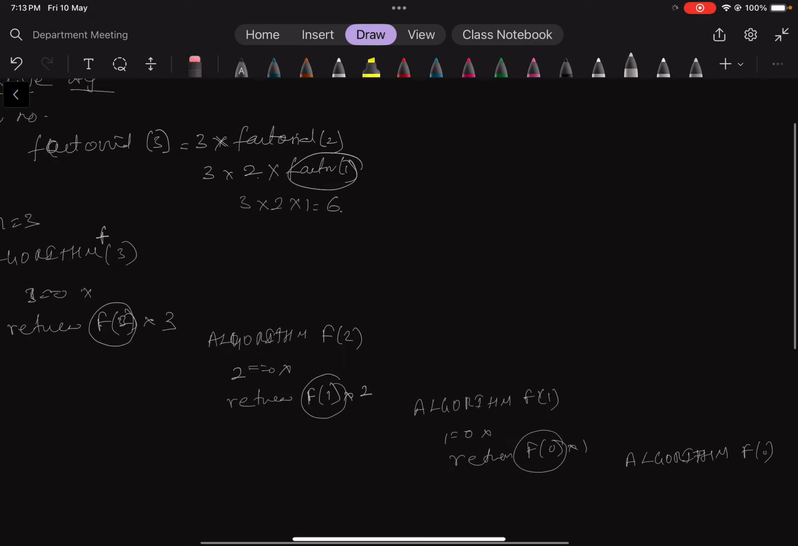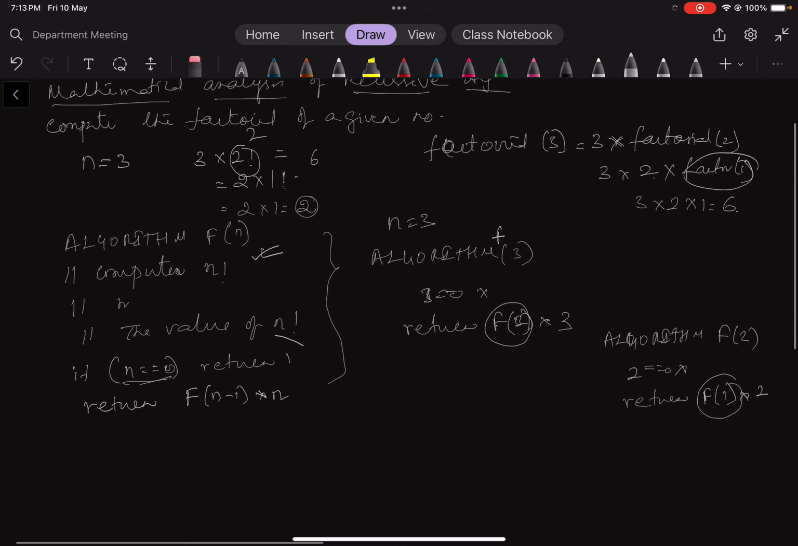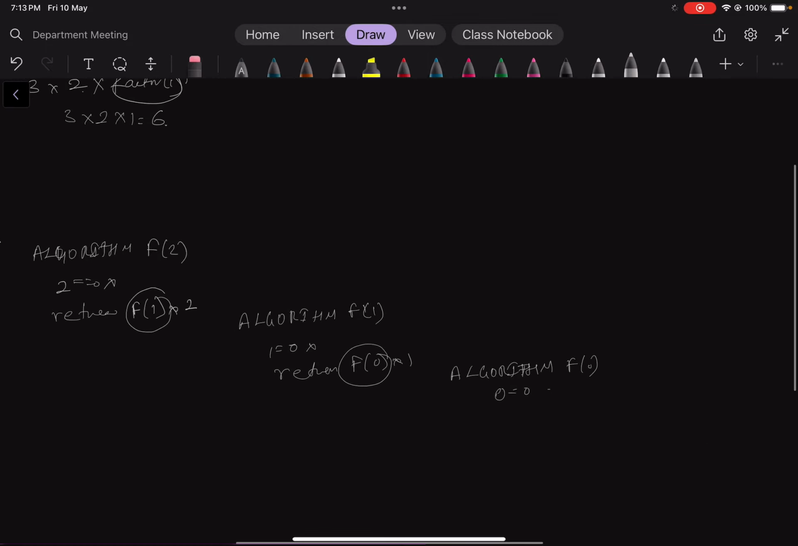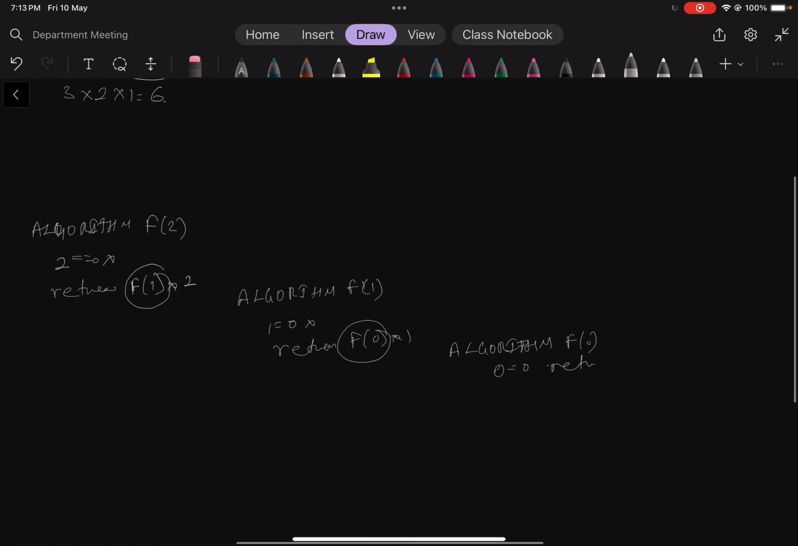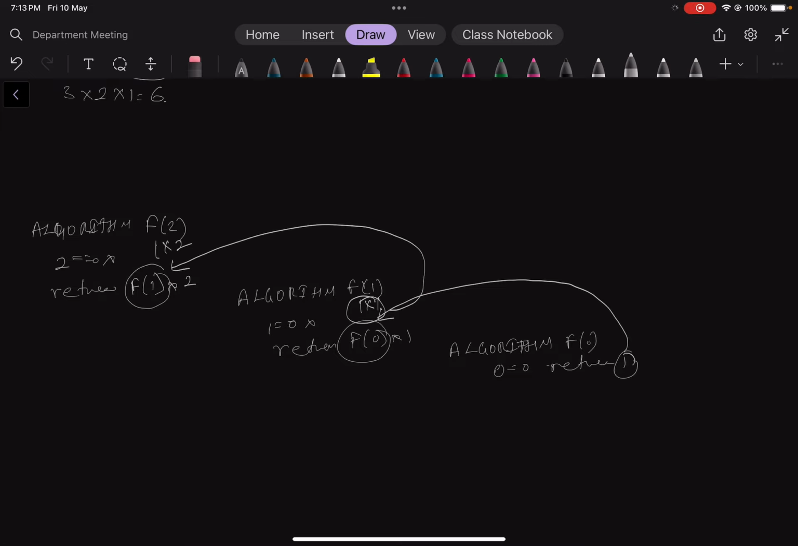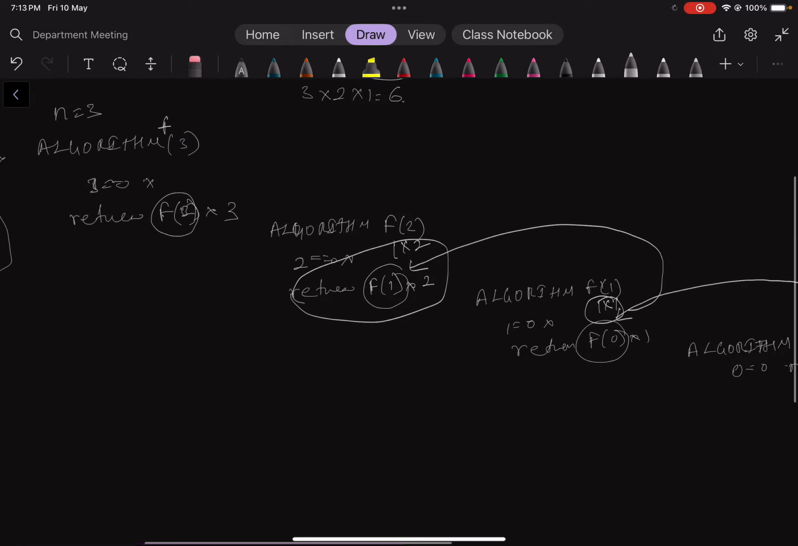Again this is a function call, it goes to the starting of the function again, so algorithm f of 0. 0 is equal to 0, yes. So what will be the return value? Return 1. Where will this value be returned to? Where was it called from? From here. So 1 will be substituted: 1 into 1, 1. This 1 value will be returned to the calling function, that means it will be substituted here. This is 1 into 2, and that will be returned to the calling function.